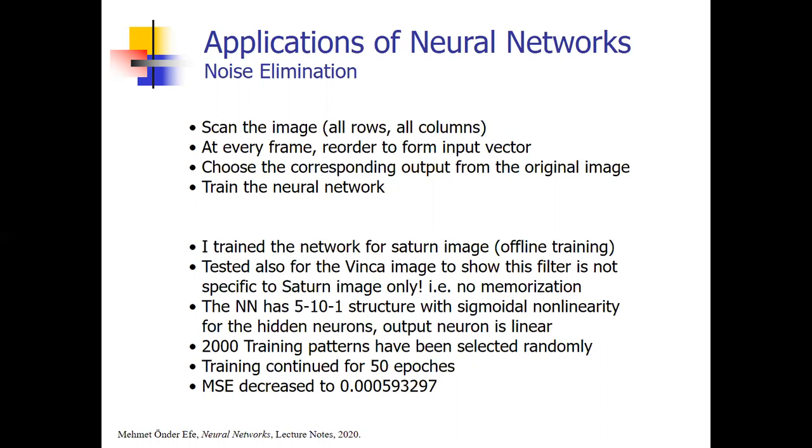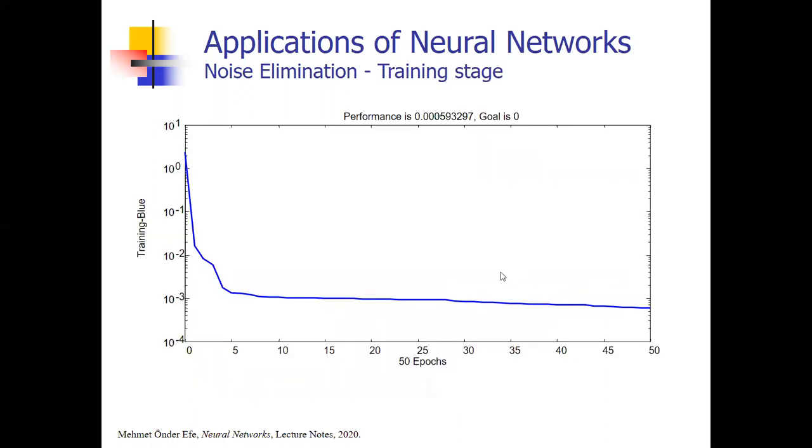Well, you know, even in a small sized image, you have thousands of training samples, training patterns. So I downsampled it to 2,000, and that is enough for me. The training continued for 50 epochs, and the mean squared error for my experiment decreased to this very small number. It is approximately 6 times 10 to the minus 4. This is how it goes.